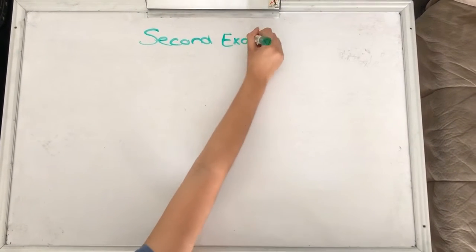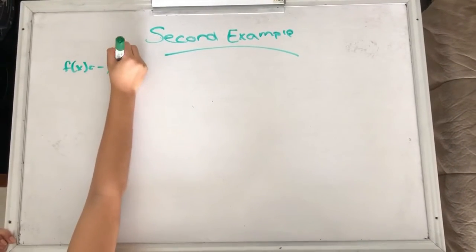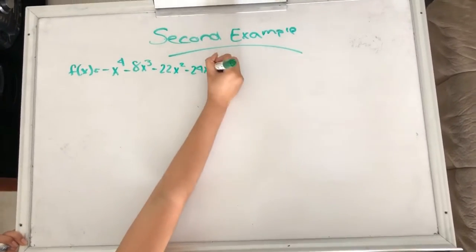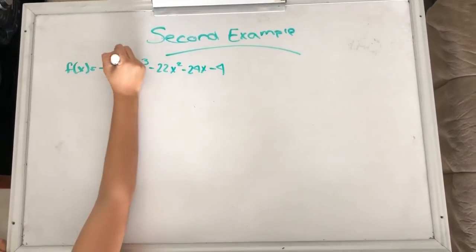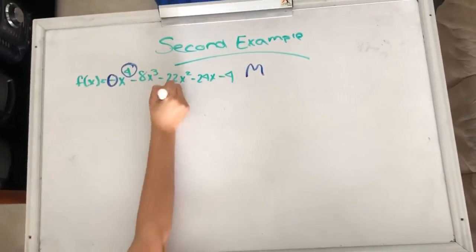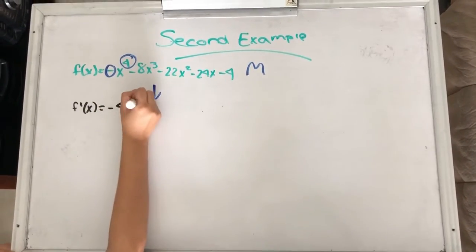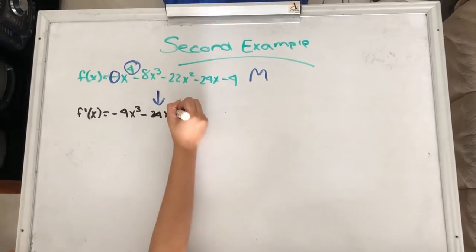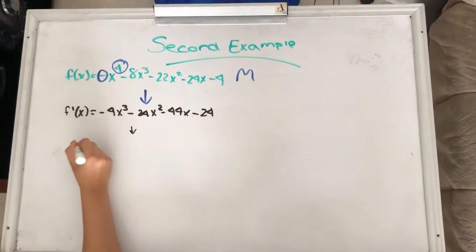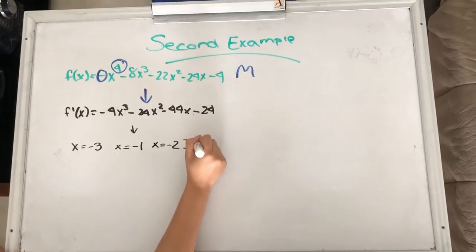Now, a second example that will be more complex, where the function will be minus x to the 4th minus 8x cubed minus 22x squared minus 24x minus 4. In this case, the minus x to the 4th will represent an M shape in the graph, and this will be negative. Then, first of all, we take the derivative of the function, where we set it equal to 0, and we find the critical values of the function, which will be minus 3, minus 1, and minus 2.